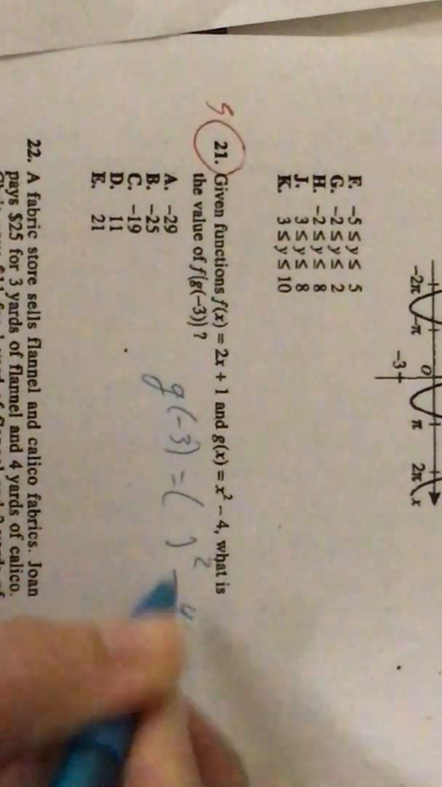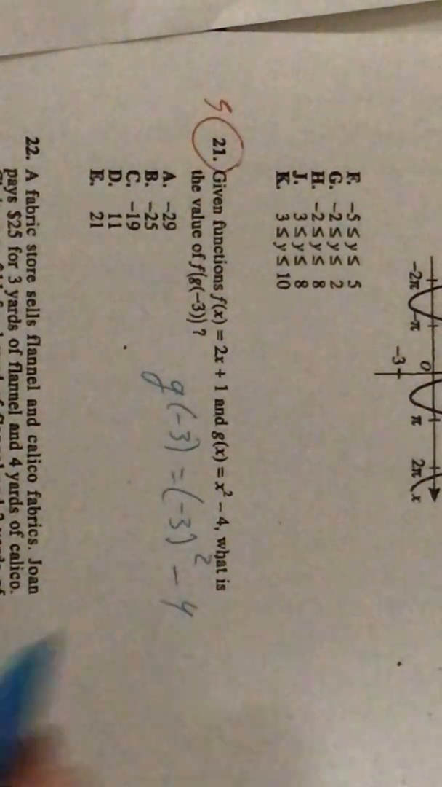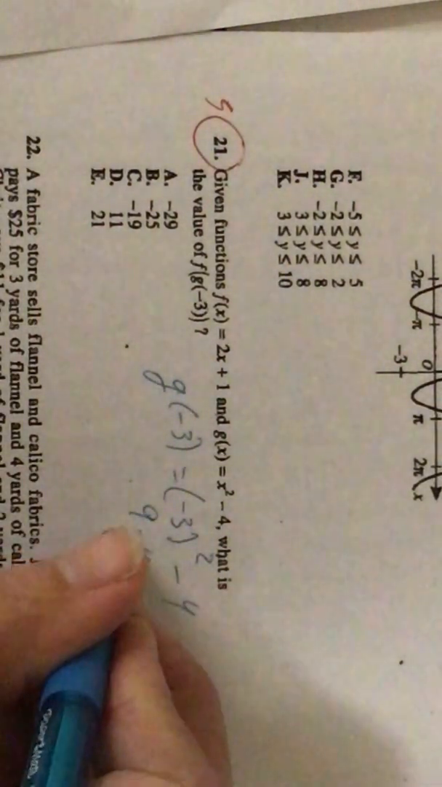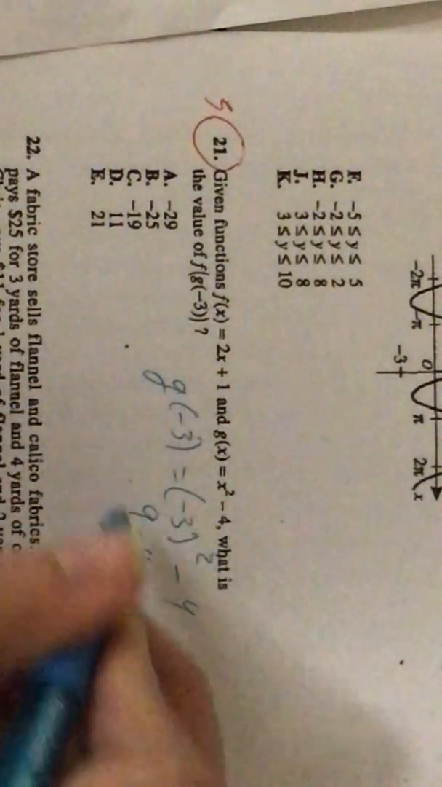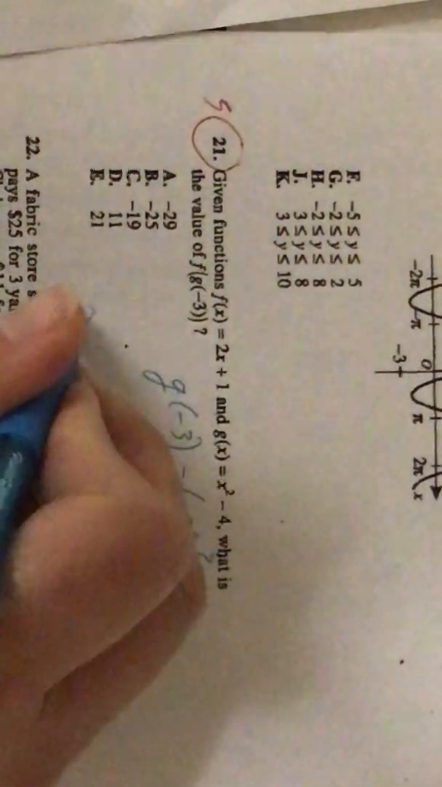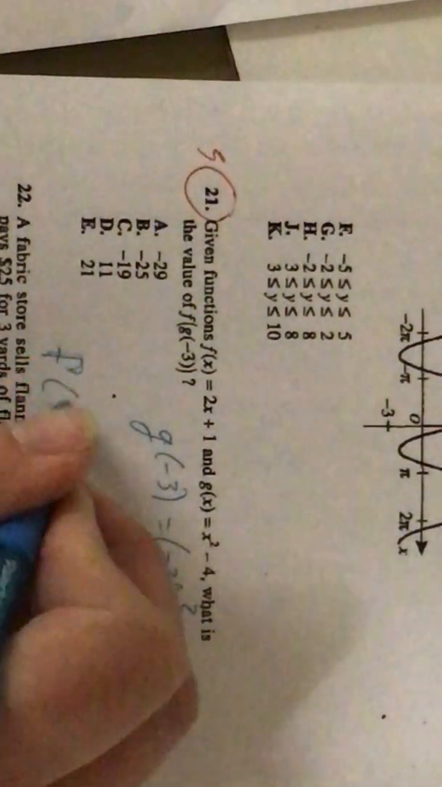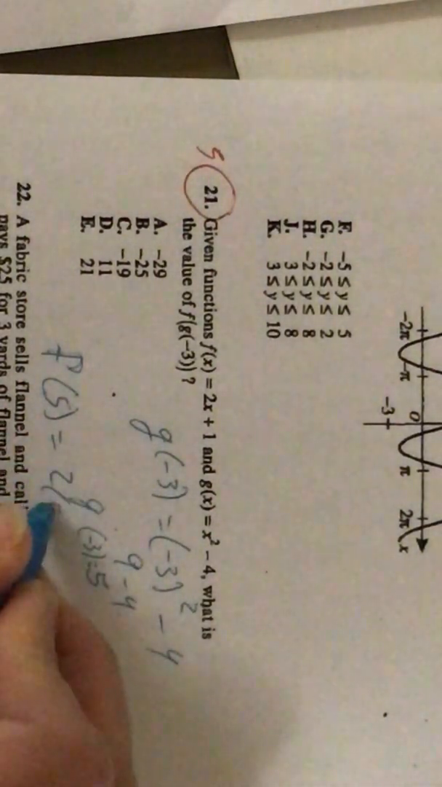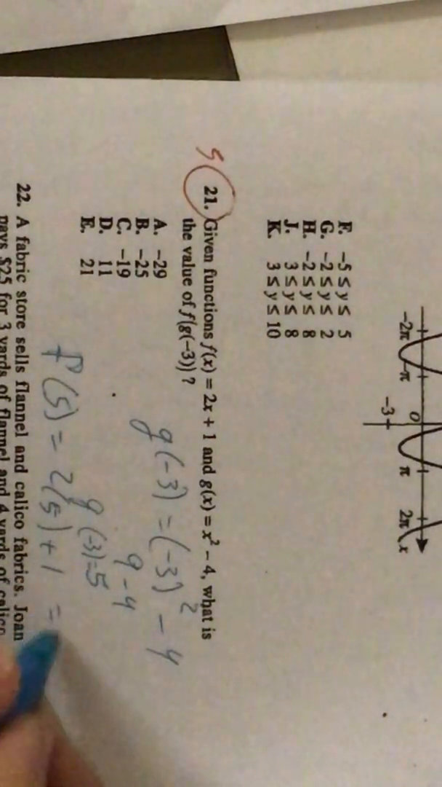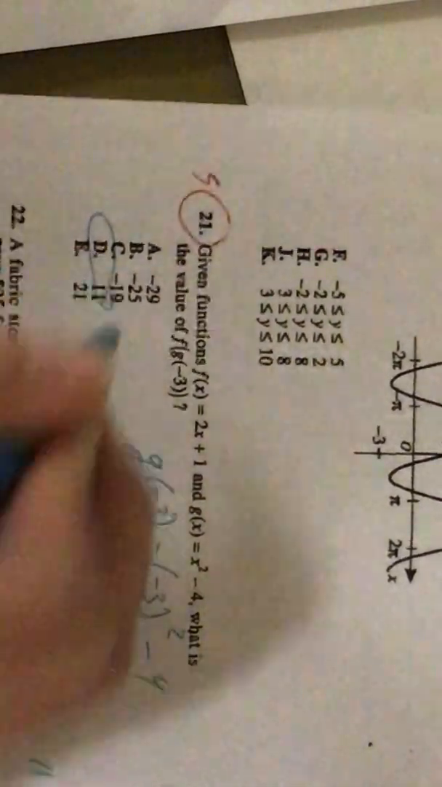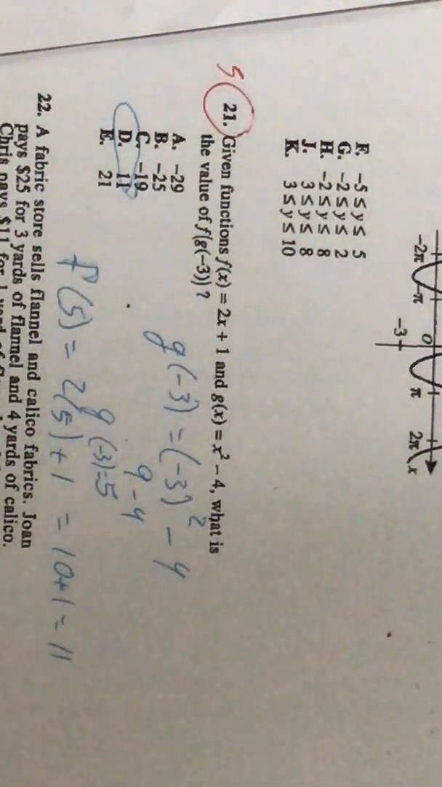And we're taking our g function, we're putting a negative 3 right in there. So negative 3 squared gives us 9 minus 4, which is 5. So now g of negative 3 is 5. We can take that and plug that into f. So now in f, we're going to plug in that 5 that we just found. So we have 2 times 5 plus 1, which is 10 plus 1, or 11. All right. That is ACT Part 4.